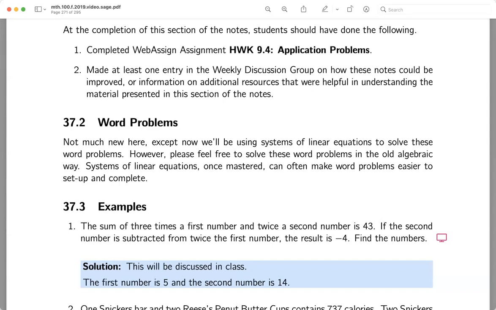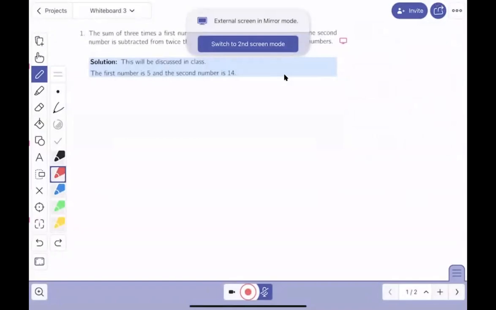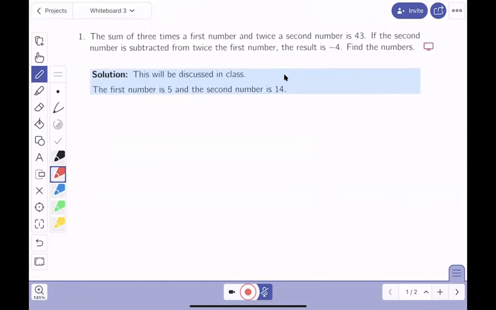Just give me 1 second here. And I'm going to the whiteboard now. Certainly my objective here is to read, understand what I've read, and then to summarize it as an algebra problem. So the first thing I notice is that if you simply read through it, it says the sum of 3 times the first number.